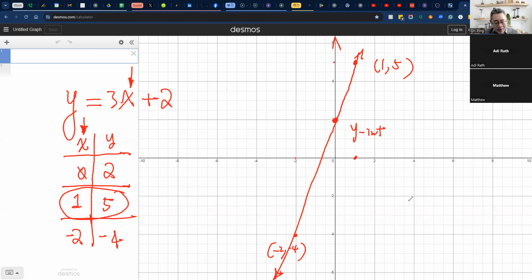Could you re-figure out how you got the 1 and then the 5 for the x and y coordinates? What do you mean? So for x you had it as 1, but how did you get y to be 5? Well, 3 times 1 is 3. 3 plus 2 is 5.